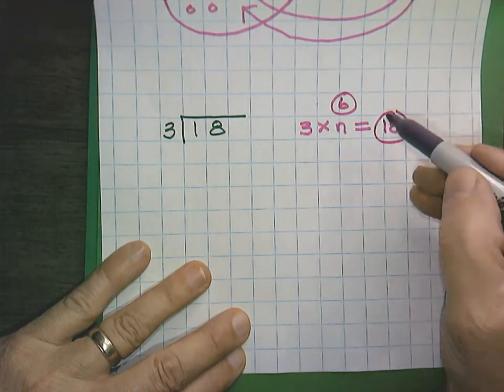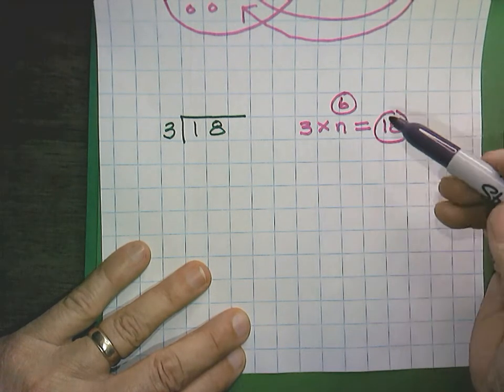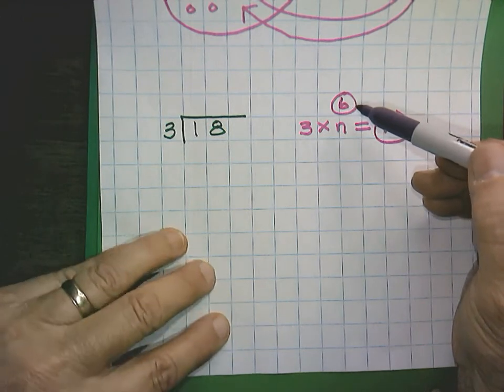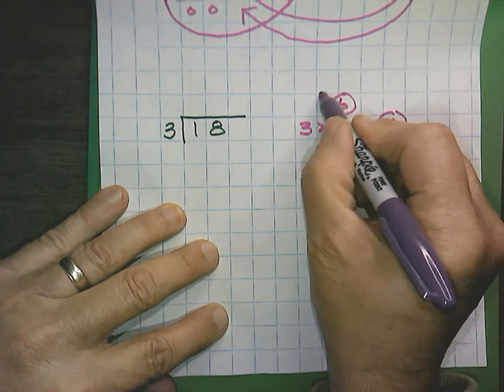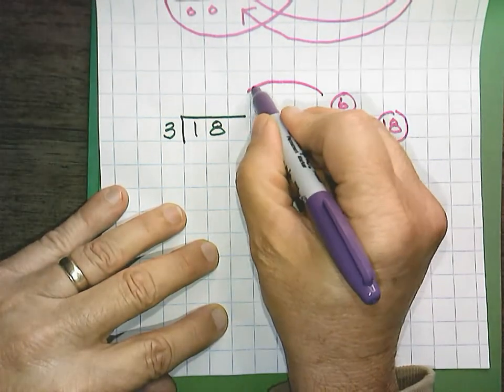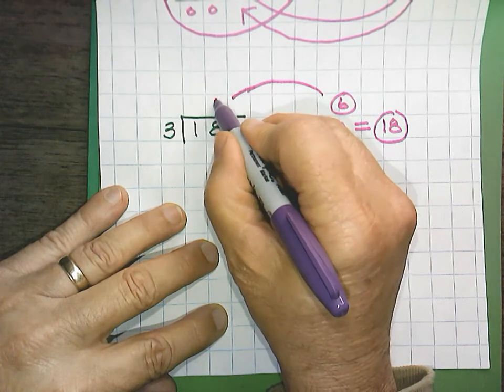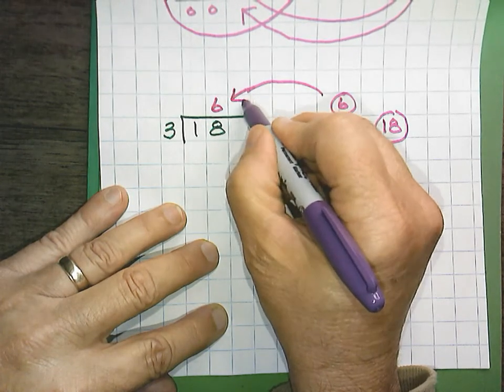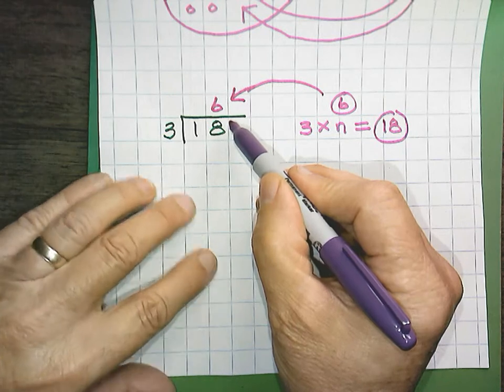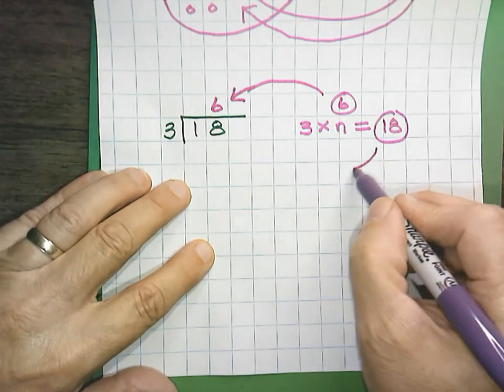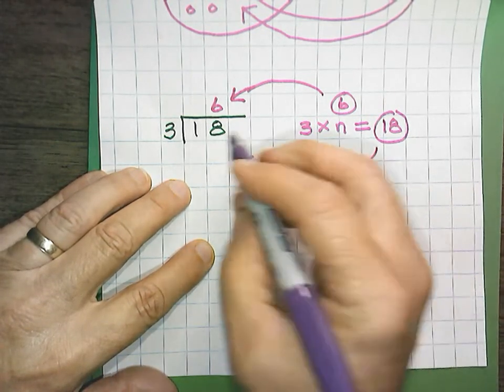Get in the habit of circling both numbers. You say, well, why do we circle them? Because we want to use both. This 6 is going to come right here. That's our quotient. The 18 we're going to put back over here.